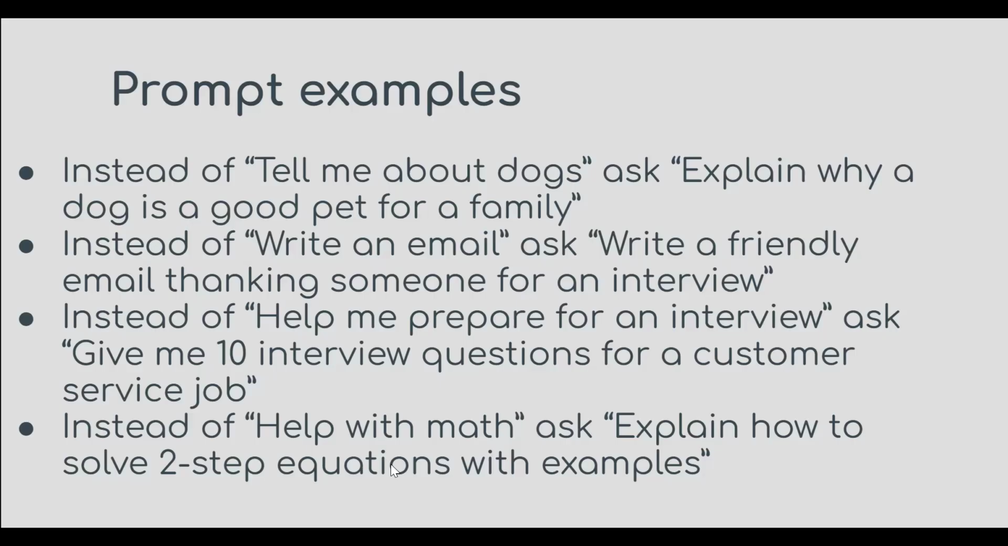The who is for you. You're asking AI to explain. The what, explaining 2-step equations with examples. The why, because you need an explanation. And the how, 2-step equations with examples. So more details in your input or your question or your direction will result in a better output, a better answer. So the prompt is probably what you're going to need to practice the most when you're using artificial intelligence.